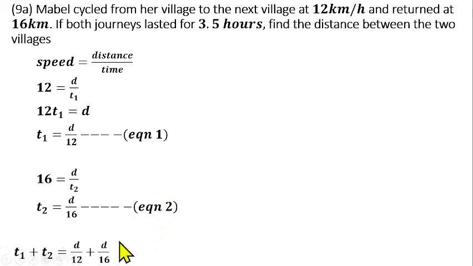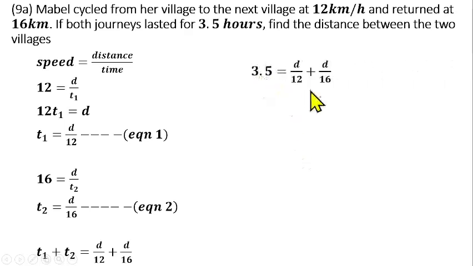So we can add the two equations together. So we have T1 plus T2, that will give us D over 12 plus D over 16. We are given the total time that the journey lasted. It lasted for 3.5 hours. So T1 plus T2 should give us 3.5 hours. So that means we have 3.5 equals D over 12 plus D over 16.